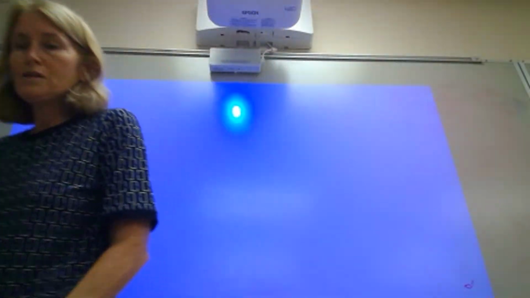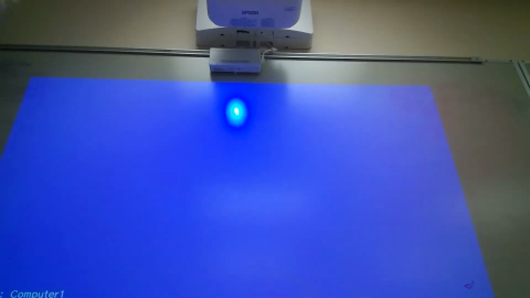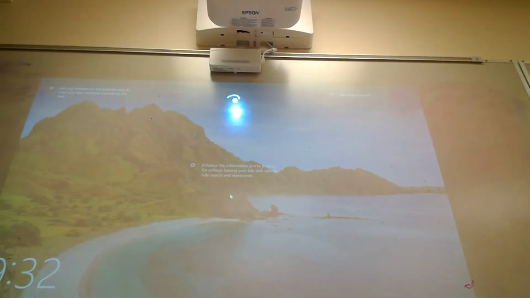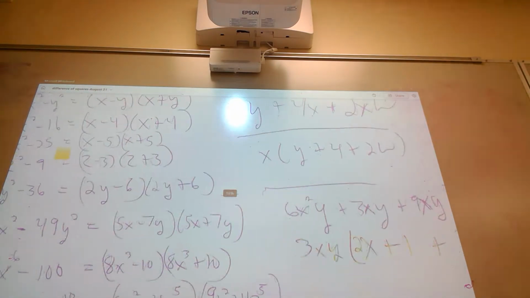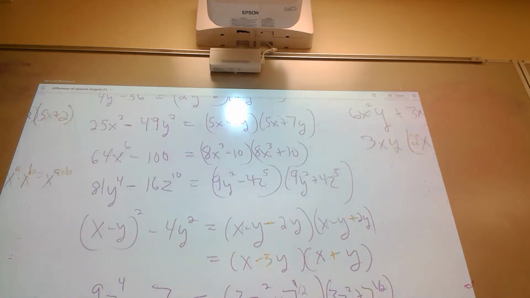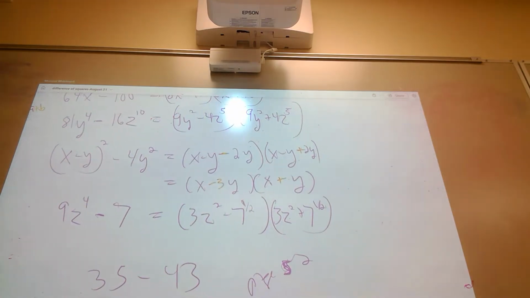Okay, so let's open your precalc books. We're on page 52 of your precalc book. We're going to start doing the difference of squares problems. So we're starting with problems 35 through 43 on page 52.